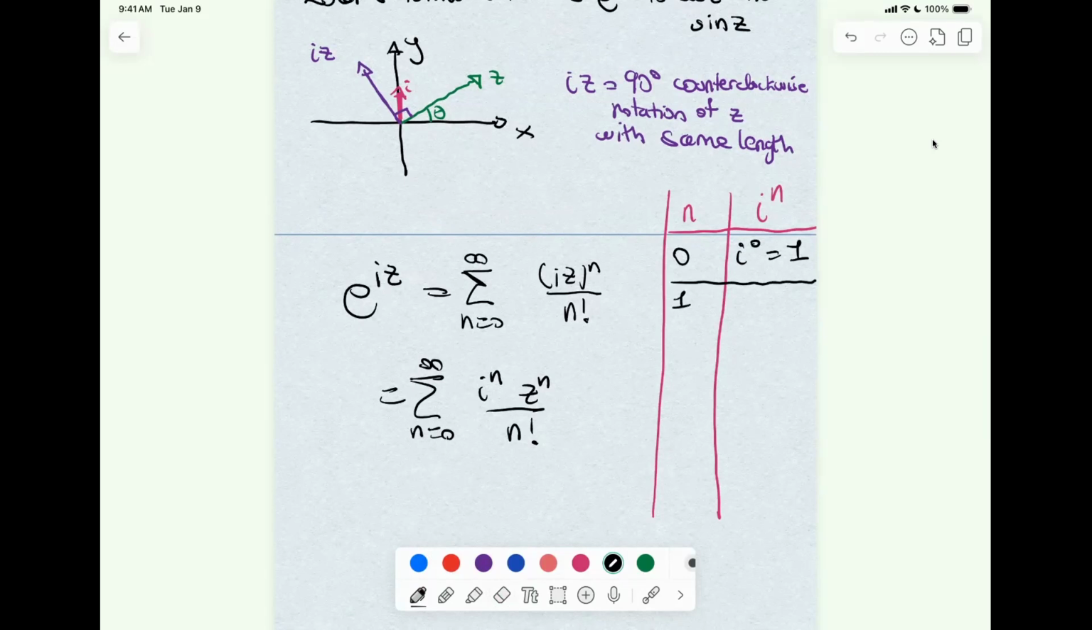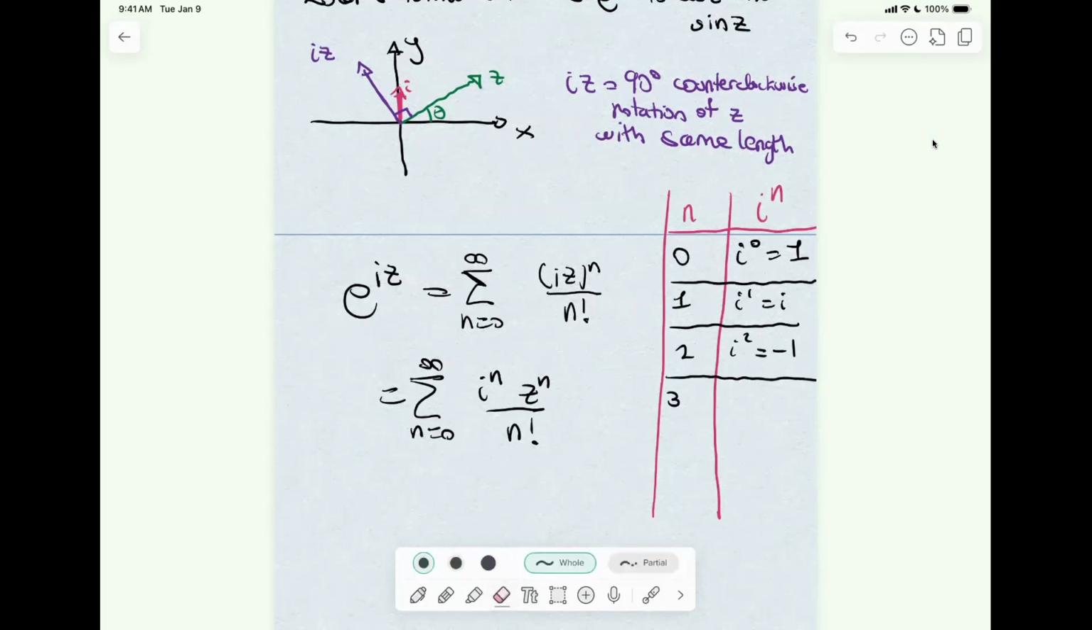When n equals 1 is i to the 1, which is just i. When n equals 2 is i squared, which is the famous i squared, which is -1, right? Then what happens when n equals 3? Let's try to understand that. What is i cubed? The easiest way to think about it is that it's i squared times i. And i squared, we already know is -1. So this gives you negative i.